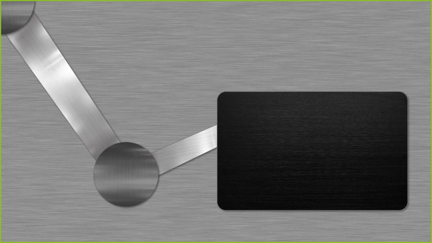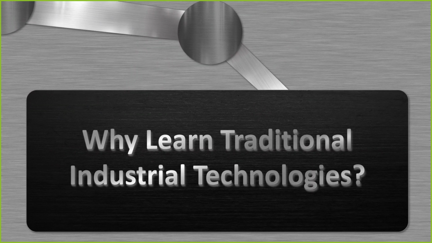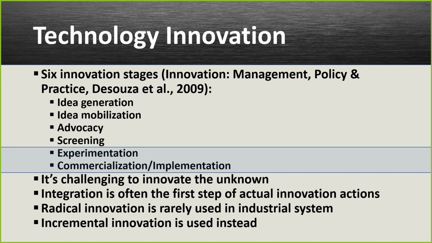So, our first topic of discussion today is why learn traditional industrial technologies in the first place? Why does it matter? Well, it really comes down to technology innovation. And according to Innovation, Management Policy and Practice by D'Souza and others in 2009, there are 6 innovation stages. And I want to focus on a couple of them and the important role they play for us.